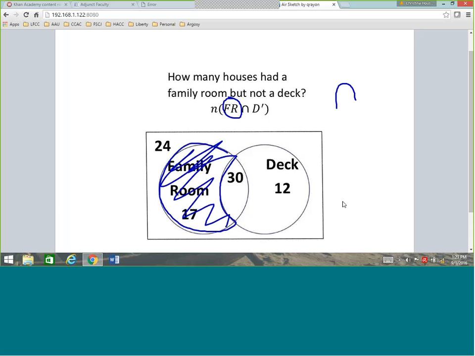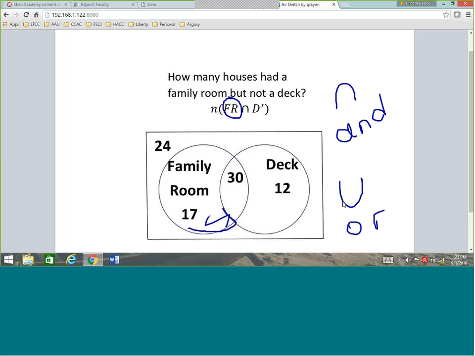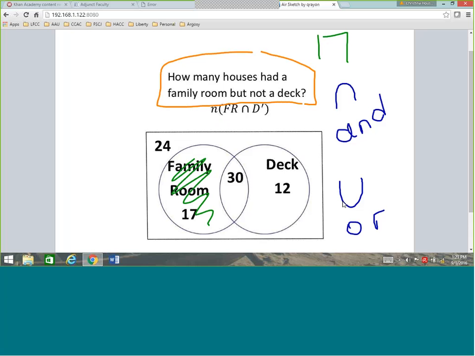Generally, this symbol is the and symbol. If you have it up like that, that's the or symbol. So I'm going to read that as an and. The little n in the front is basically saying how many houses. So this wants to know the number of houses in the family room circle and not in the deck circle. Again, that's that region right there, which is 17. So the answer to this is 17. Written in sentence form would be this, and written with the cardinality notation would be that. So those are basically asking the same thing. The answer to both is 17.